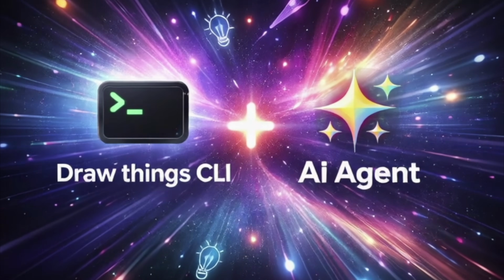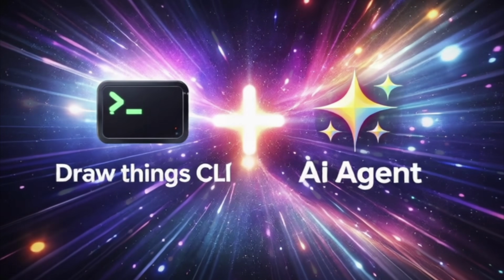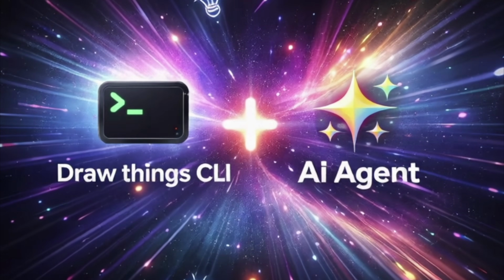So this is the superpower I want to introduce today. Draw Things CLI combined with AI Agent, which is something the current Draw Things app cannot achieve.